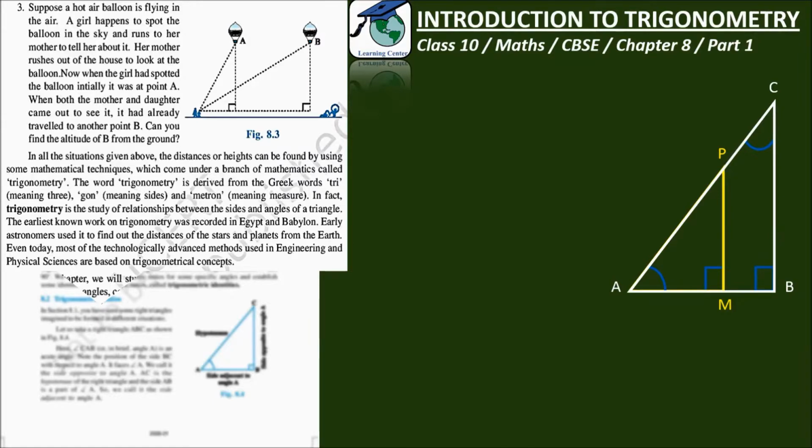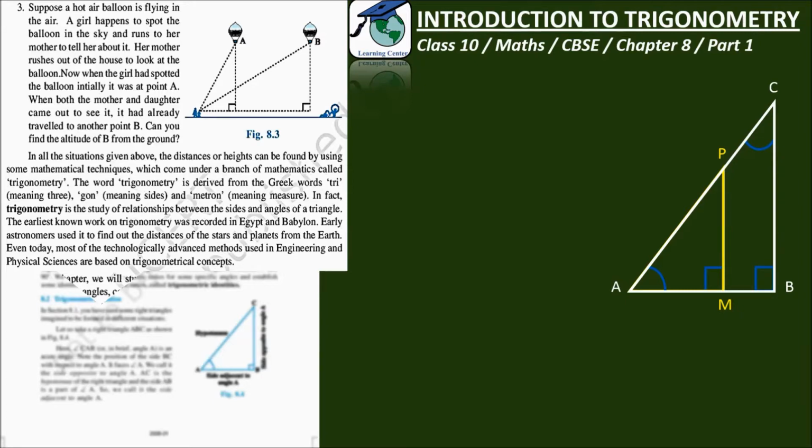However, I would say these examples are not so satisfactory because there are many other ways to find the height of Qutub Minar or the width of the river or the height of the balloon from the ground, etc. But read this. This is very important. Early astronomers used trigonometry to find the distance of stars and planets from the Earth. These are the applications where trigonometry plays a very important role.